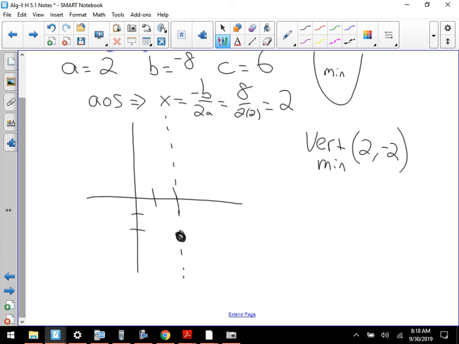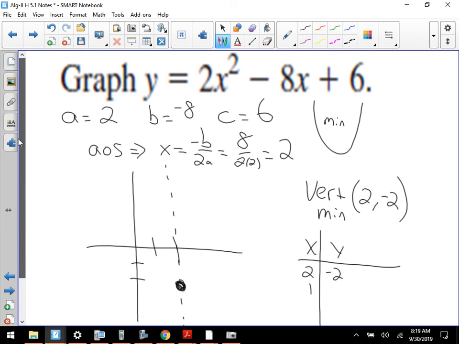Now, picking numbers for symmetric twins. A really easy one probably here is going to be 1 and then 0. So when we go to pick out our symmetric twins, remember we start making our table of x's and y's. We know the vertex is at 2, -2. So I'm going to use 1. What's 1 squared? What's 1 times 2? 2. What's 2 minus 8? -6. -6 plus 6 is 0. So at 1, it's 0, which means, what's the other value? It has to be 0.